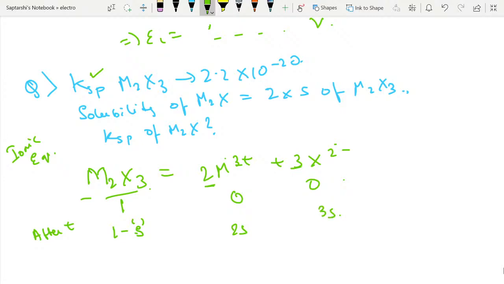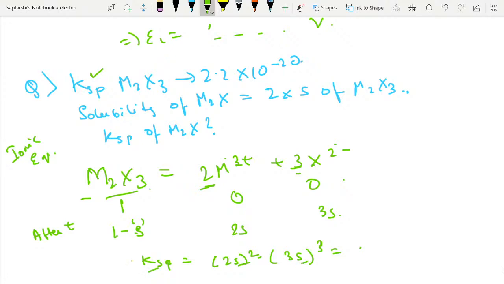As I said, the solubility product is the product of solubilities raised to the power of their coefficients. So the solubility product KSP is equal to (2S) whole squared into (3S) whole cubed. Why is it squared? Because there's 2 in front. Why is there a cube over here? Because there's 3 in front. We don't know the S value, but we know the KSP value.